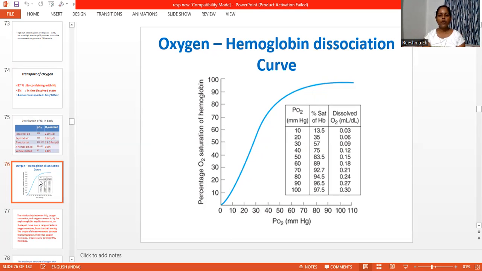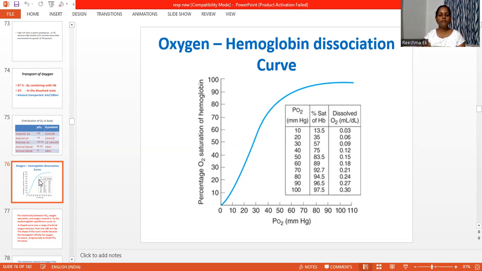And if the partial pressure of oxygen is 30 mmHg, the percentage saturation of hemoglobin is 57%. That is, in the dissolved state, it is 0.09 ml per deciliter. When PO2 is 40 mmHg, the percentage saturation of hemoglobin is 75%. And the dissolved oxygen is 0.12 ml per deciliter. When PO2 is 50 mmHg, the percentage saturation of hemoglobin is 75%. And the dissolved oxygen is 0.15 ml per deciliter.